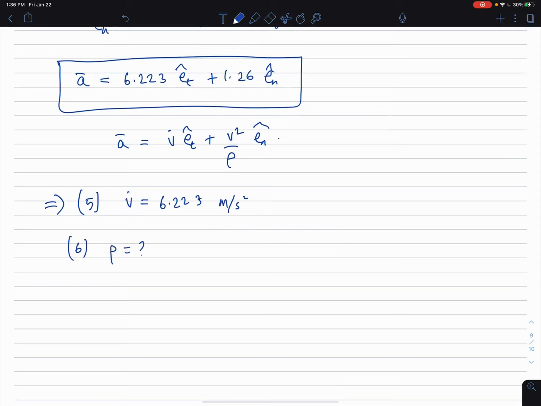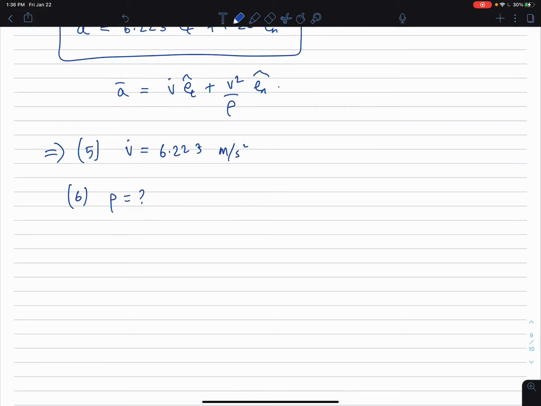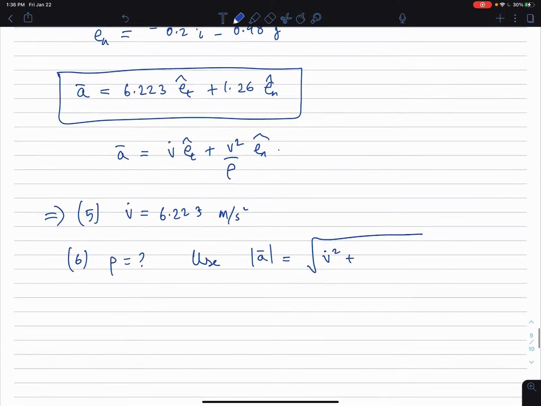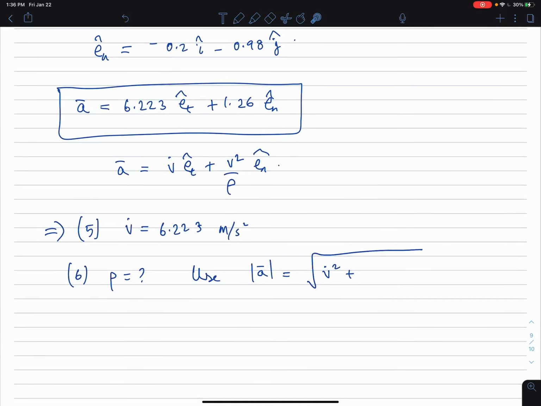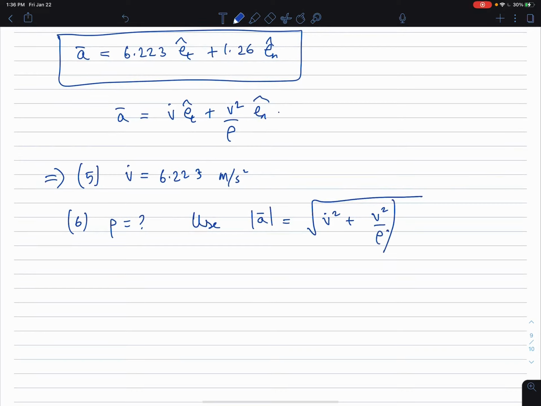And part 6 asks for rho. This is a problem that we've already solved. We know the magnitude of A, we know v dot, we know v from earlier. We need to find rho. We use the magnitude version of this to find rho. There's a few ways of doing this: you can use the magnitude version, or we can just use 1.26 and the velocity value to find rho directly. Let me write one of them here: An equals 1.26 equals v squared over rho.